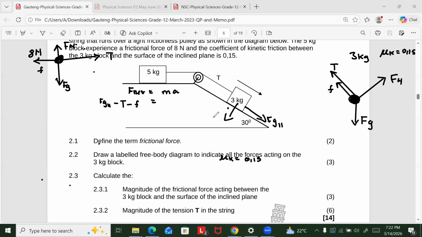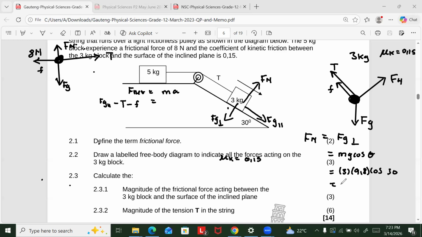Remember here we have Fg perpendicular, and the normal force. So our normal force will equal Fg perpendicular. Fg perpendicular equals mg cos theta. The mass is the 3 kg block times 9.8 cos of 30. Normal force is 3 times 9.8 times cos of 30.